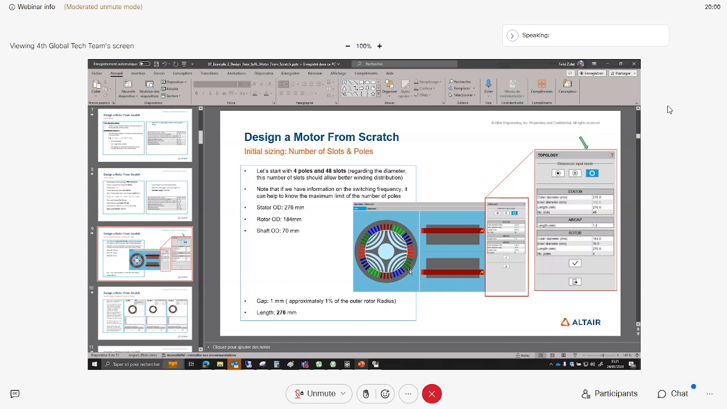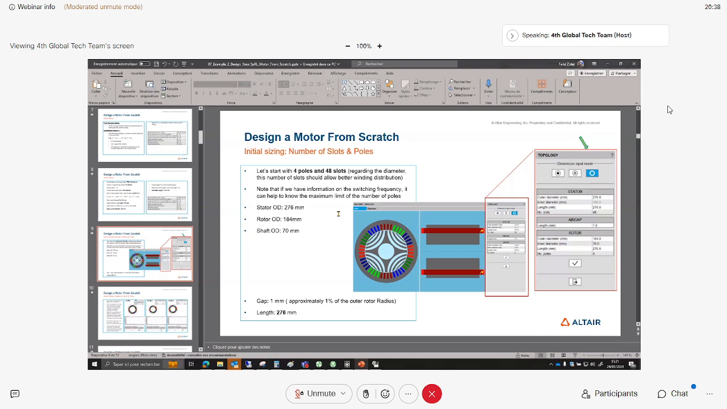Okay, so the length of the air gap, we are going to take it as 1% of the outer diameter of the rotor, and then we have to fix the number of poles and the number of slots. Well, for a synchronous reluctance machine, we said that we don't want to have a lot of poles, because it will degrade the power factor. This is on one hand.